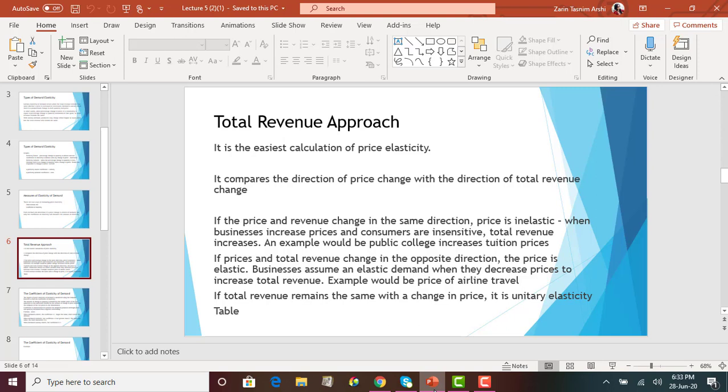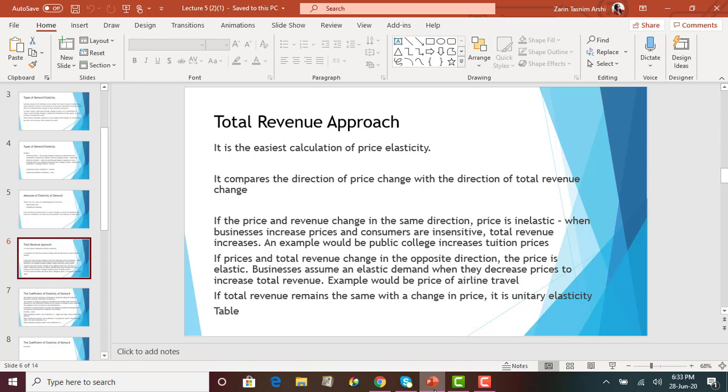Okay, so the first method is called the total revenue approach. It is the easiest way to calculate price elasticity. It basically compares the direction of price change with the direction of total revenue change. Now when we are talking about total revenue, that's the money, or the total sales, that the businesses are making when they are selling the good.